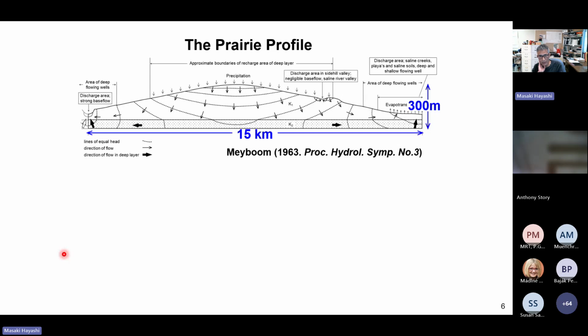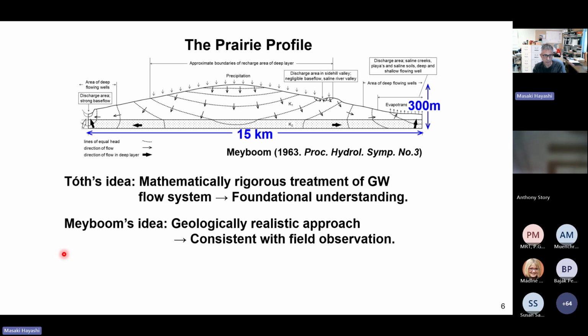Instead, Meyboom gave his presentation in which he presented what we call the prairie profile, which seemed to match the field observations of hydrogeology in the Canadian prairies. By the way, this prairie profile is also in chapter 6 of Freeze and Cherry.